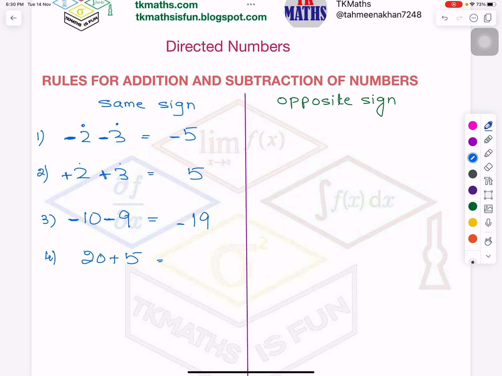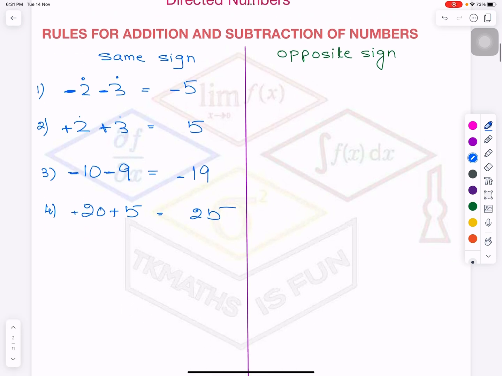20 plus 5 is 25. Which sign will you use? The one used in the question. Both are plus, so you will write plus, and plus we usually do not write. I will take a few examples so that you can remember it.